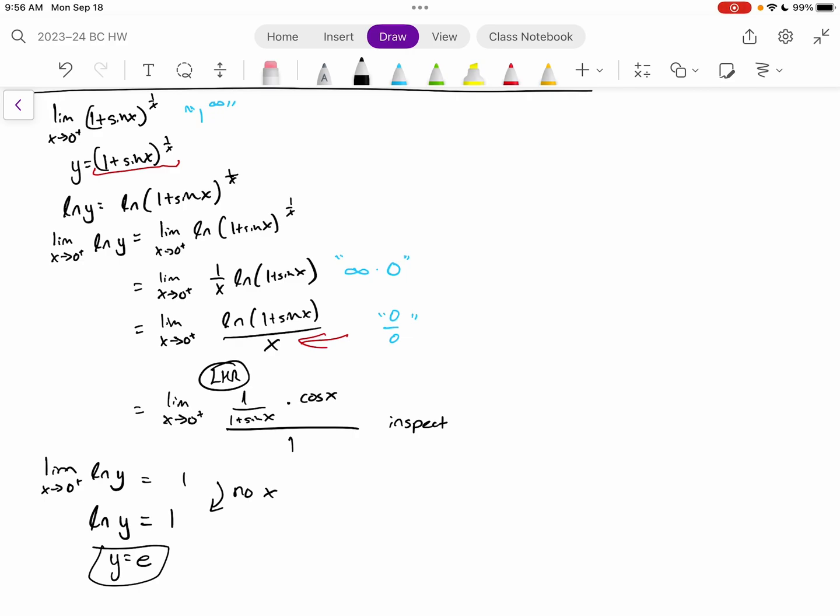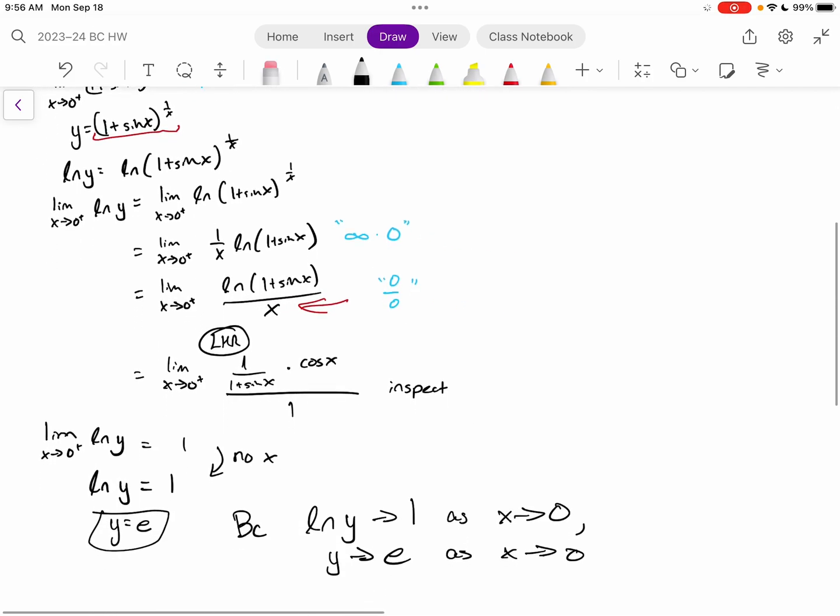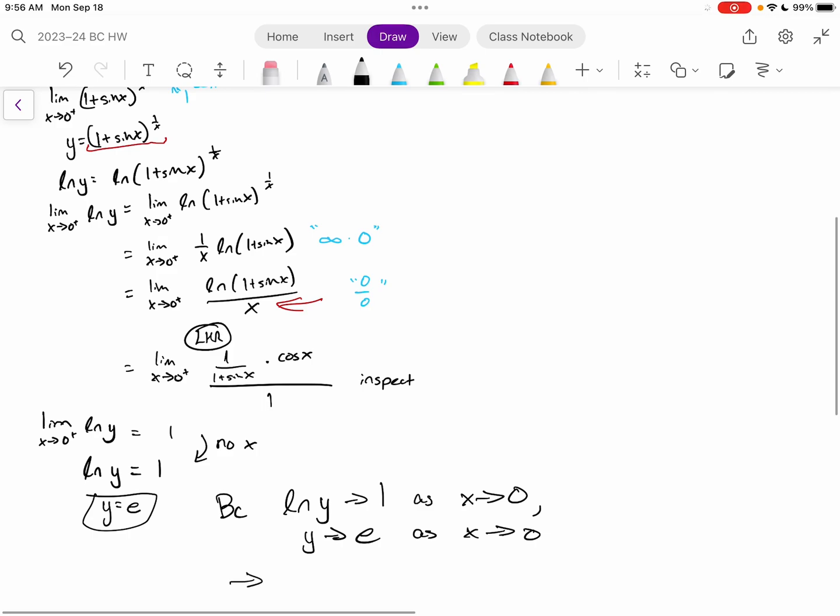Okay, so we've shown that the natural log of y gets close to 1 as x gets close to 0. Therefore y must get close to e as x gets close to 0. So let's write that. Because ln y approaches 1 as x goes to 0, y must approach e as x gets close to 0. And what was y? y was 1 plus sine x to the 1 over x. So therefore 1 plus sine x to the 1 over x approaches e as x gets close to 0. That's the logic that we use here. Natural log of y approaches 1 as x gets close to 0, so y has to approach e. All of these are 0 plus.